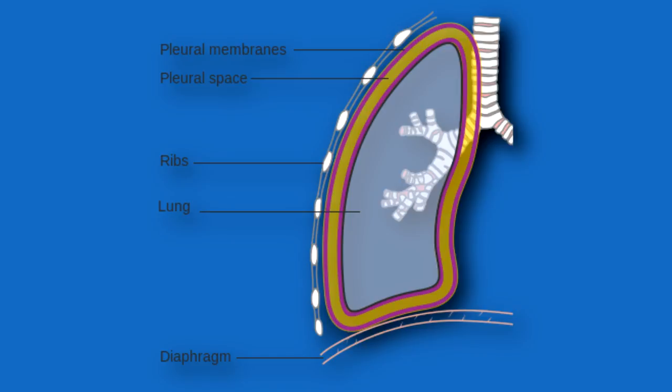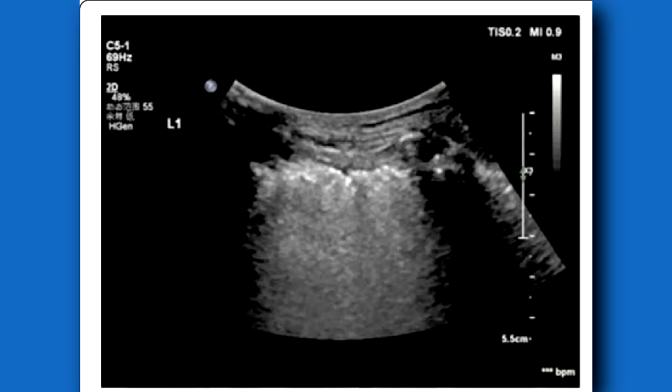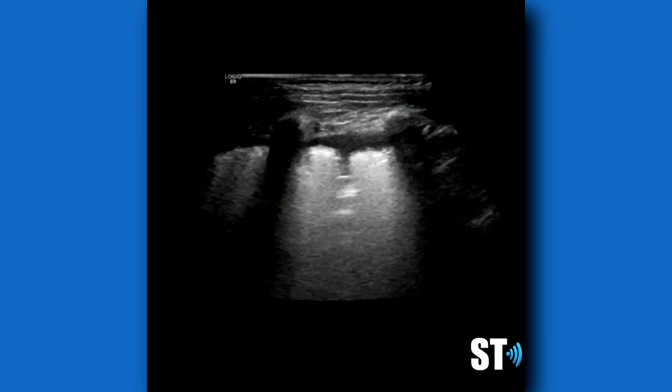The normal pleura consists of parietal and visceral layers. In between these two layers, there's a thin amount of fluid that reduces friction with respiration. Any excess of fluid within these two layers is what we would term pleural effusion. A thickened pleural line may be indicative of pneumonia, acute respiratory distress syndrome, or ARDS, or fibrosis, whereas an irregular line may represent pneumonia or fibrosis.